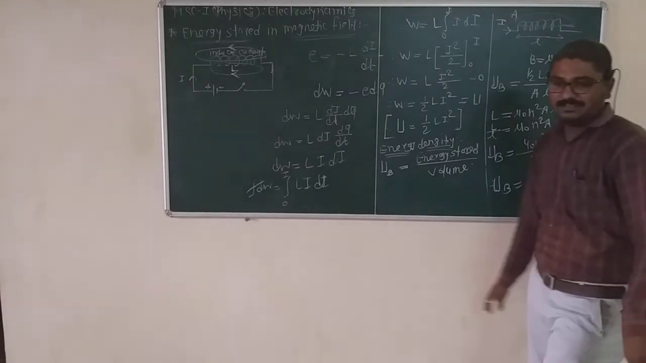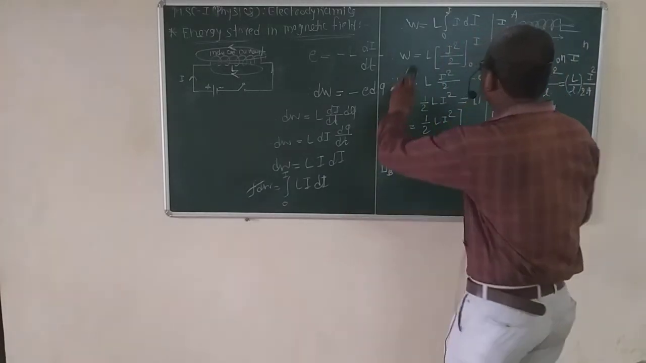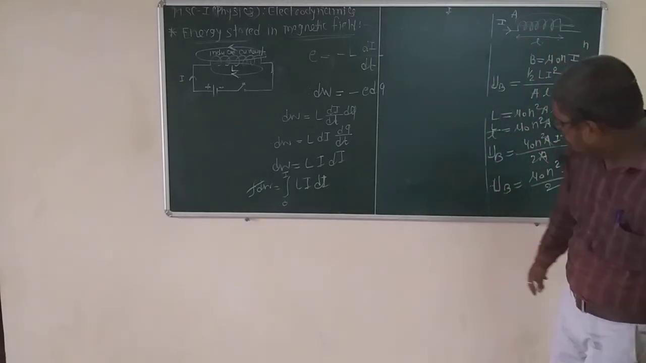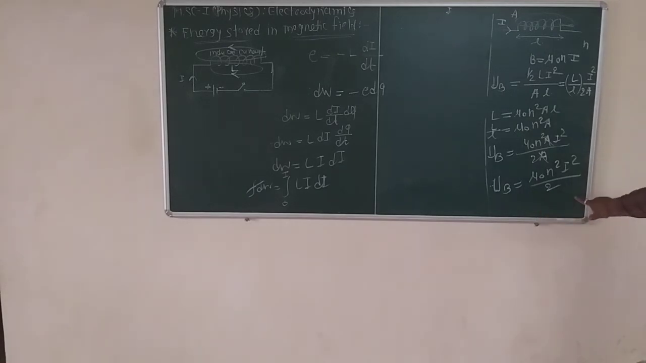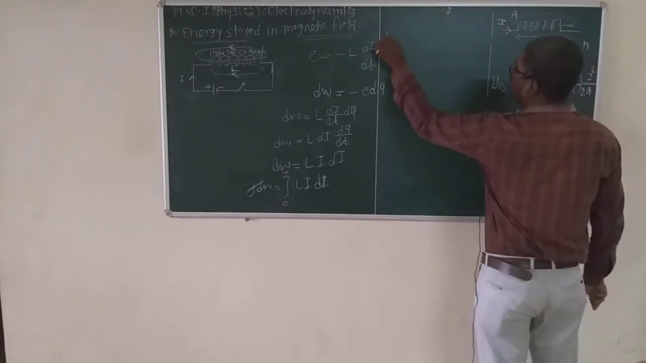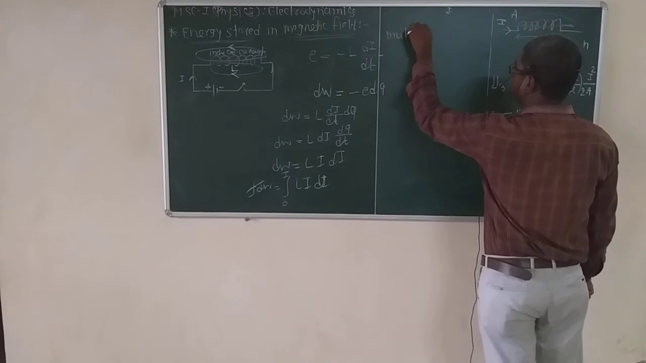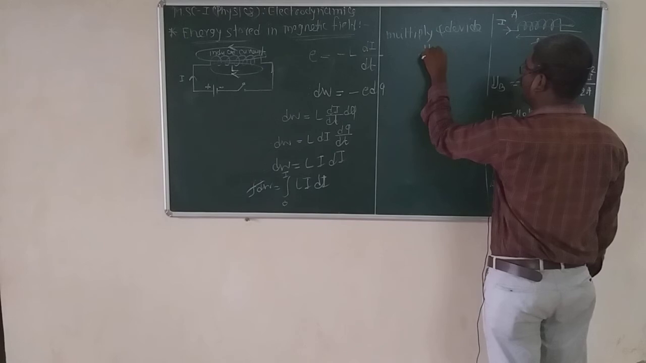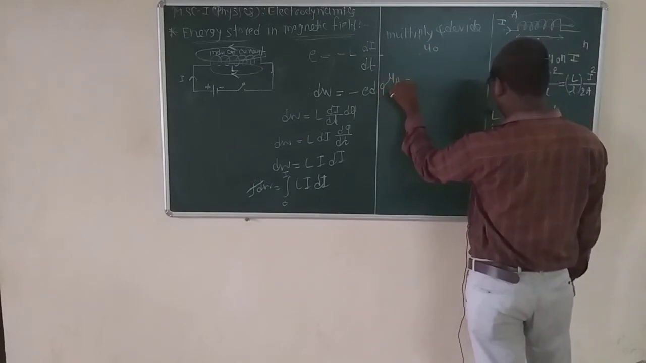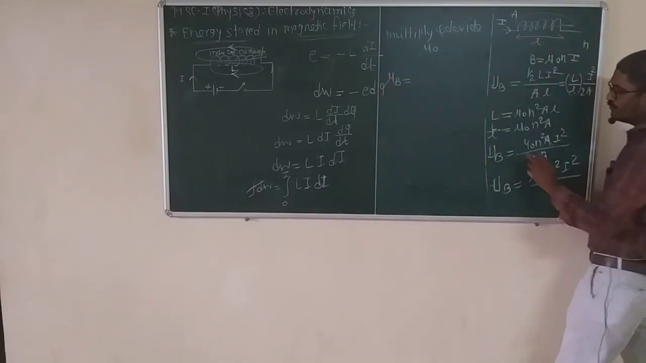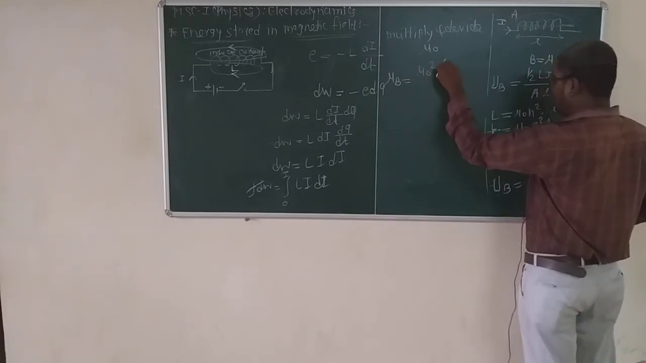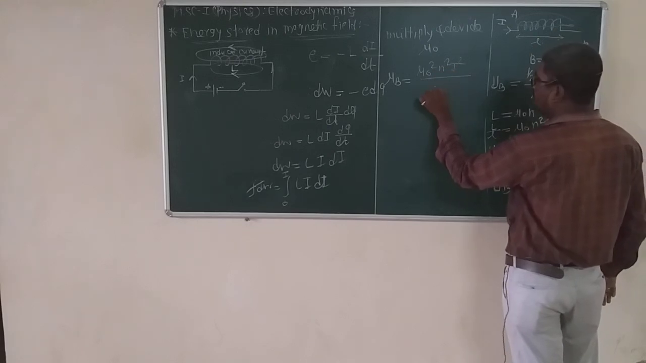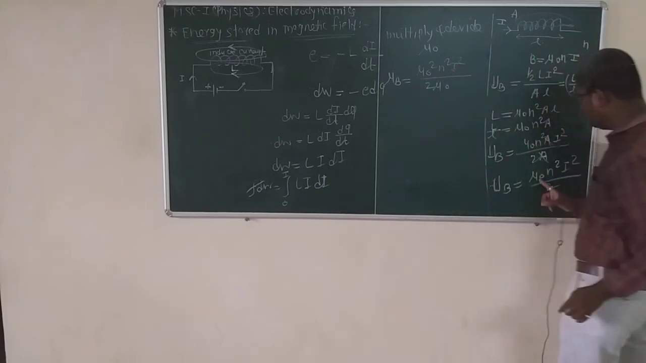In the next step, multiply and divide by mu naught. Then the equation becomes energy density UB equal to mu naught square N square I square divided by 2 mu naught, after multiplying and dividing by mu naught.